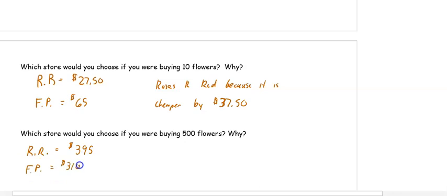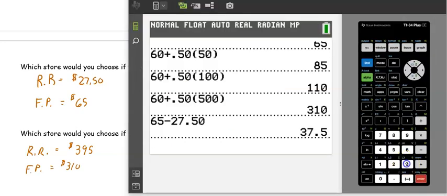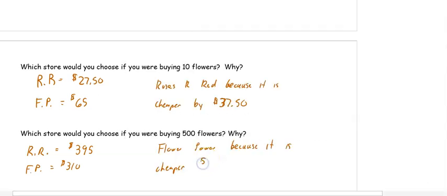Now, if we were buying 500 roses from our table, Roses Are Red costs $395, and Flower Power would only cost $310. So in this case, we would want to buy from Flower Power because it is cheaper. And if I subtract $395 minus $310, this is cheaper by $85.